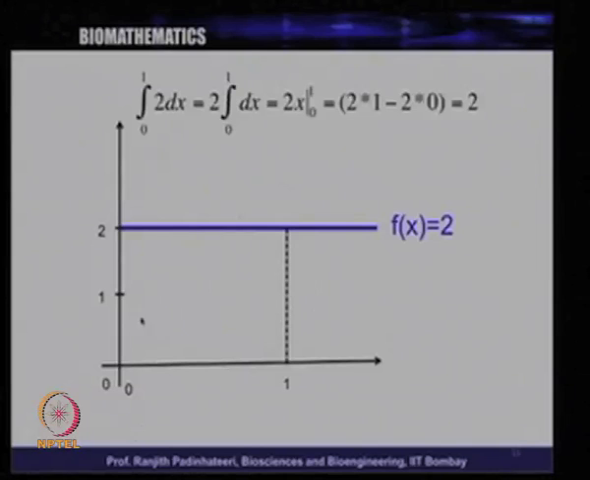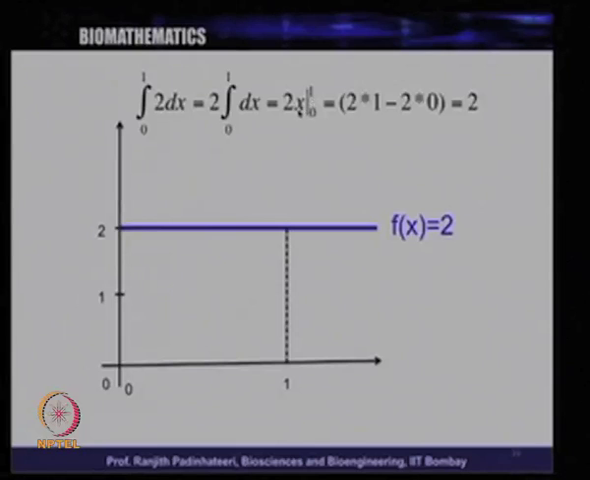So, this is the area we want to calculate. What is the area? This is 1 and this is 2, so the area has to be 1 into 2, which is 2. So, the answer has to be 2. Now, how do we find the answer? Integral from 0 to 1 of f of x, which is 2, dx, that is what we want to find out. 2 is a constant, so 2 into integral dx. We know that integral dx is x. Now, we want to evaluate this between the points 0 and 1.